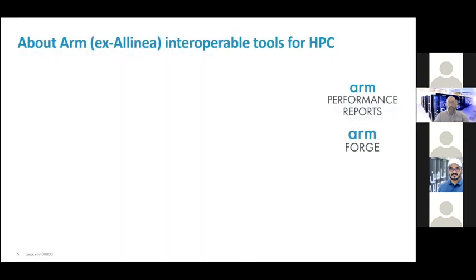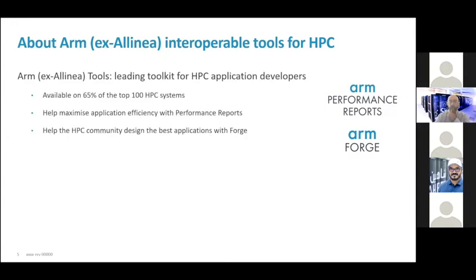So what is ARM Forge? ARM Forge, as I mentioned, is a collection of the three software tools we have: DDT, MAP, and performance reports. Now, a little bit of background. It was basically Allinea, as you must have seen in Bilal's presentation. It was Allinea Performance Reports. So originally it was Allinea DDT, MAP, and performance reports. And basically it was, let's say, a toolkit for HPC application developers.